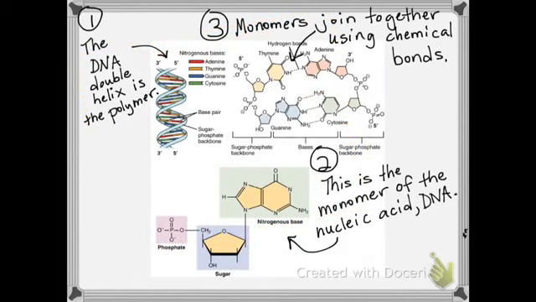Number 1, the DNA double helix is the polymer. Number 2, this is the monomer of the nucleic acid DNA. Number 3, monomers join together using chemical bonds.